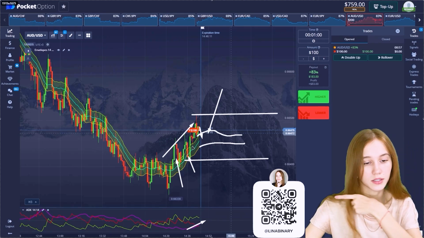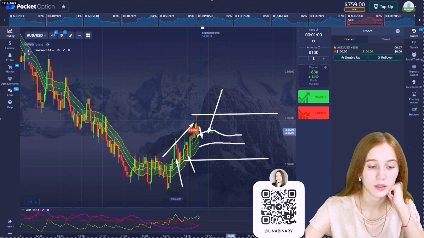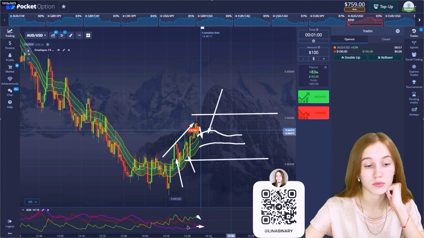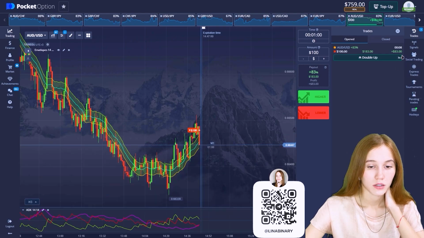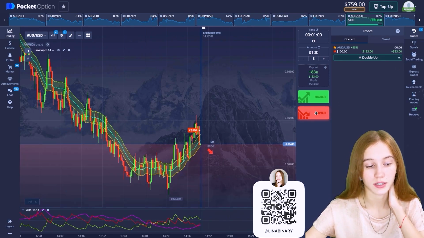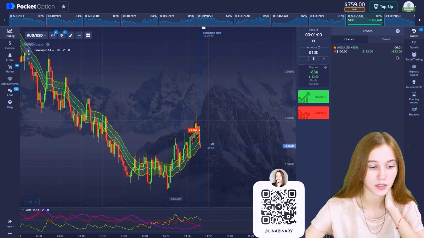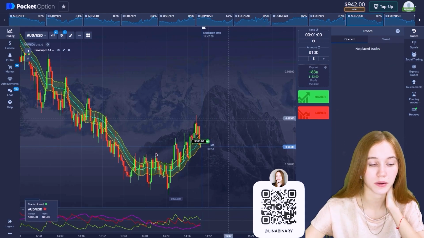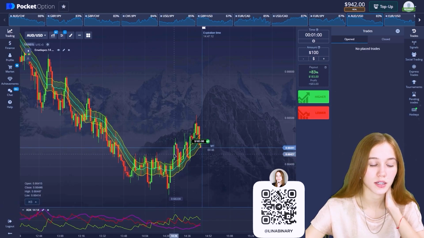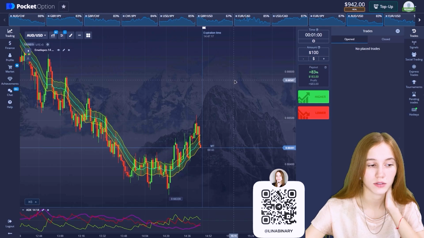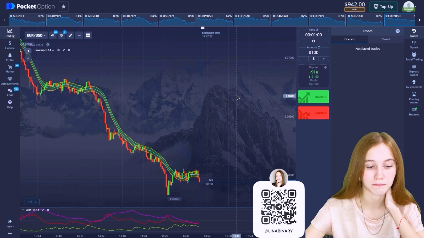ADX, we see intensity is growing. The green line begins to fall and the red line begins to level off. This indicates a change in trend. There are 8 seconds left until the end of the deal, and we open down. Let's see, 2 seconds left. One. Yeah, good. Plus deal, profit is $83. $942 on our balance. Now we will open for decline.